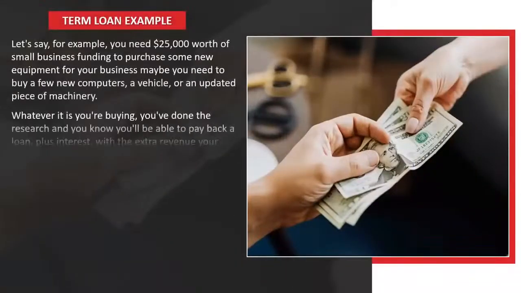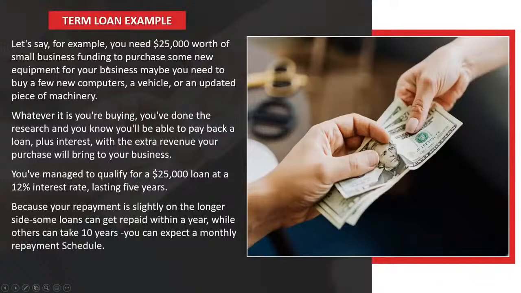Let me give you guys an example of this. Let's say somebody wants to borrow $25,000 to purchase $25,000 worth of equipment. You go to your bank and they say, hey, look, you qualify for this $25,000 loan at 12% interest rate, lasting 5 years, or 60 terms, or 60 payments. That's what you'll be making. They're looking at what you qualify for. Once that's set up, then they'll generate how much your monthly payment will be.